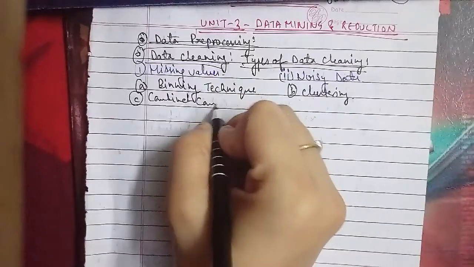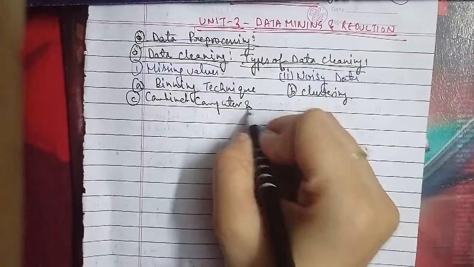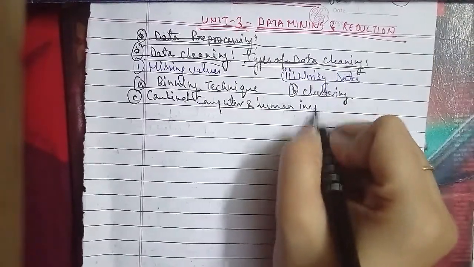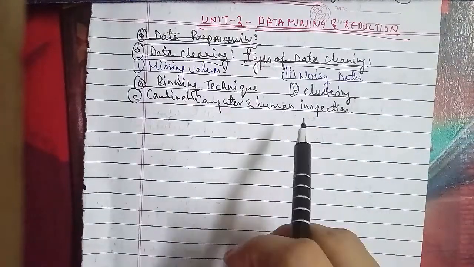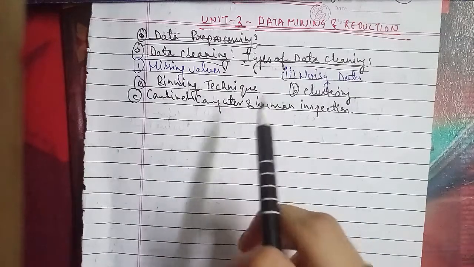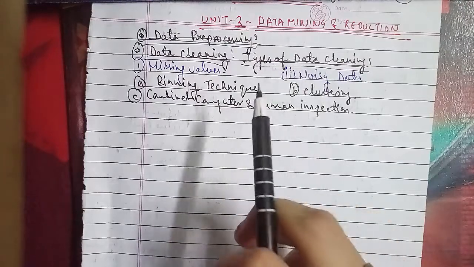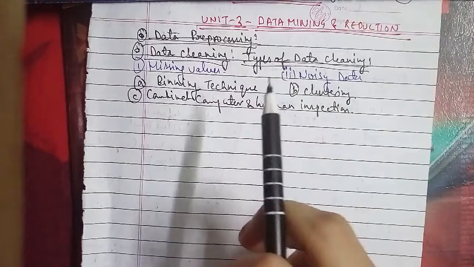In combined computer and human inspection, outliers can also be identified with the help of computers and human inspection. The outlier patterns may be informative or garbage. Patterns with surprise value may be output to a list, and humans can sort out the garbage patterns, which can be excluded subsequently from the data mining. Talking about the next one, which is regression.